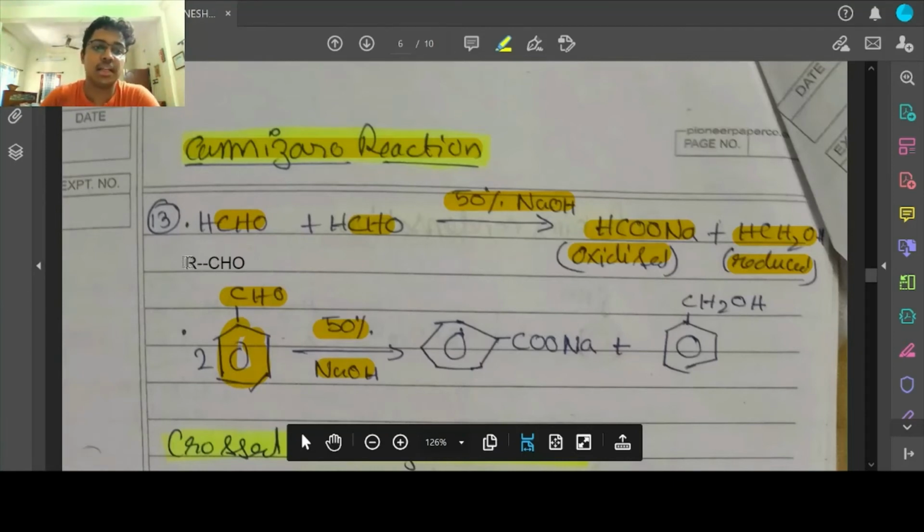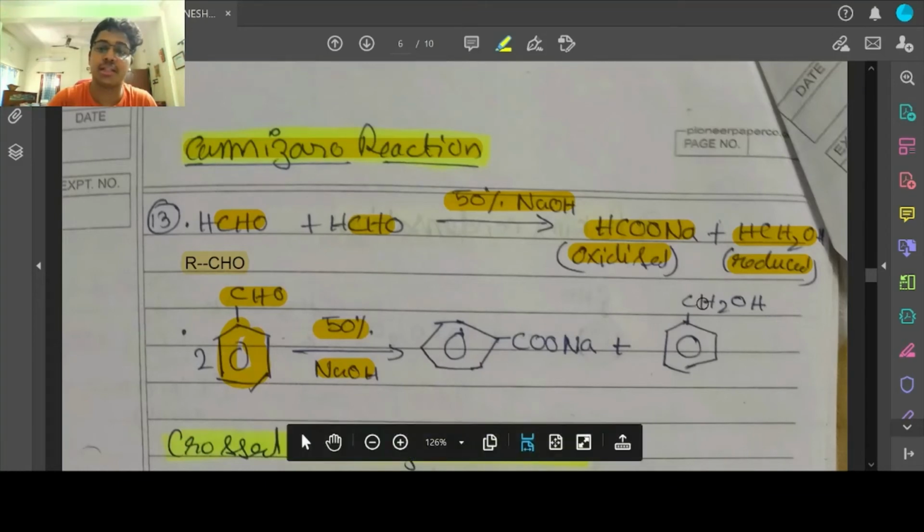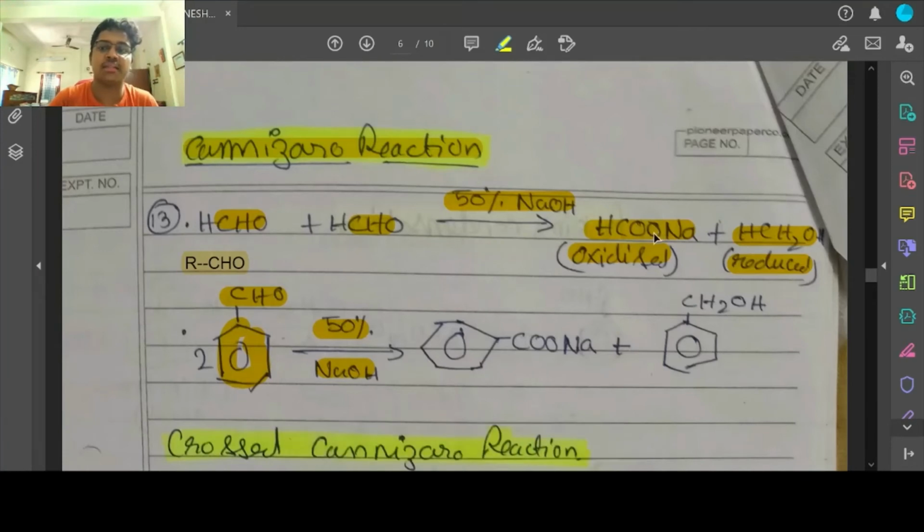So this is the general formula: RCHO gives RCOONa and RCH2OH. The alcohol is a reduced product and the acid salt is an oxidized product. If it is benzene, it is benzene COONa and benzene CH2OH. If it is HCHO, then HCOONa and CH3OH. If it is CH3CHO, then CH3COONa and CH3CH2OH. This R is a general formula.